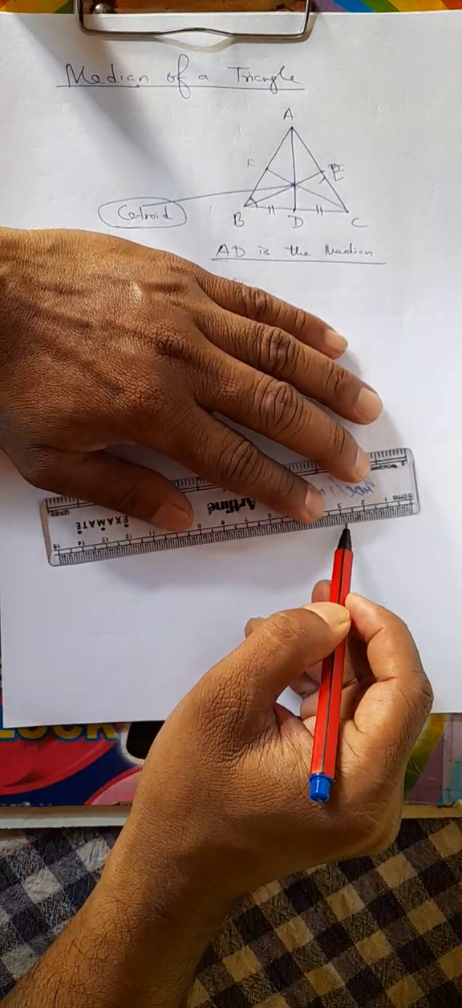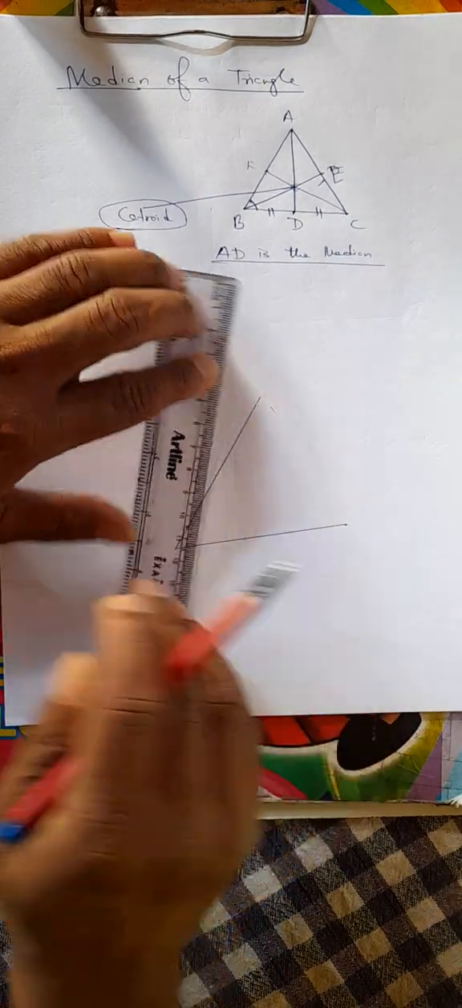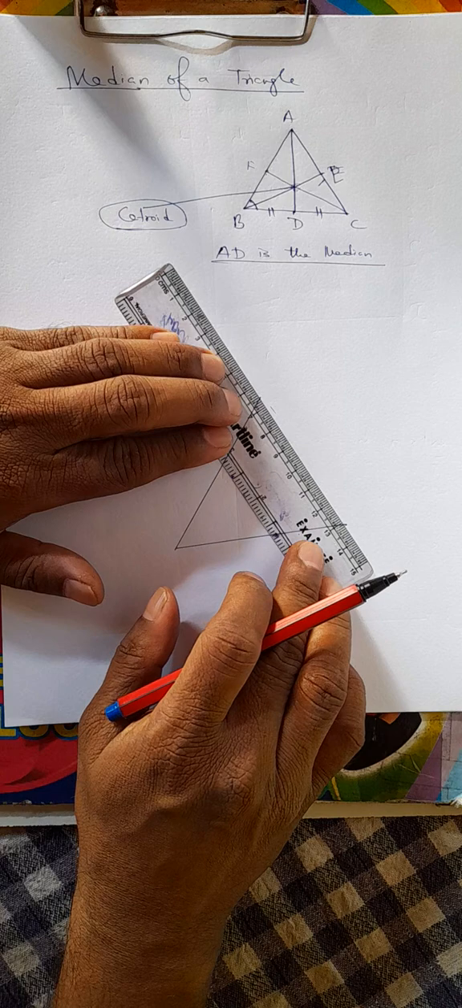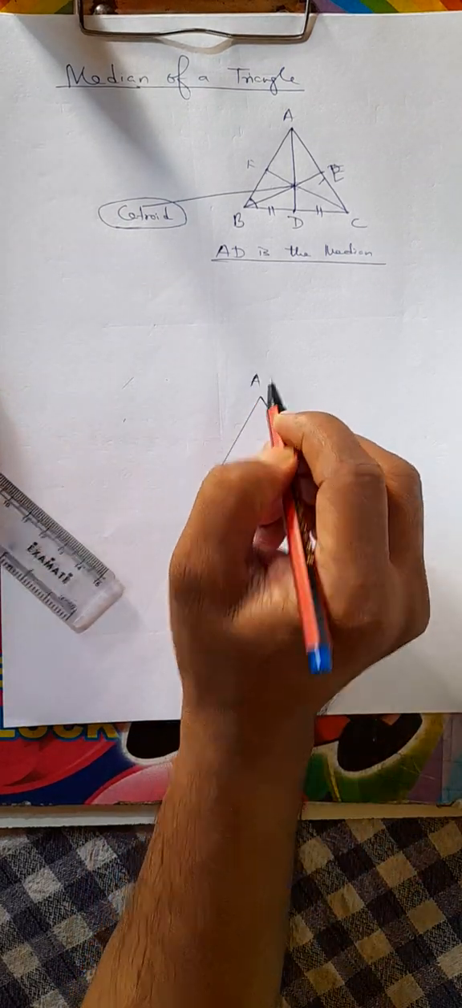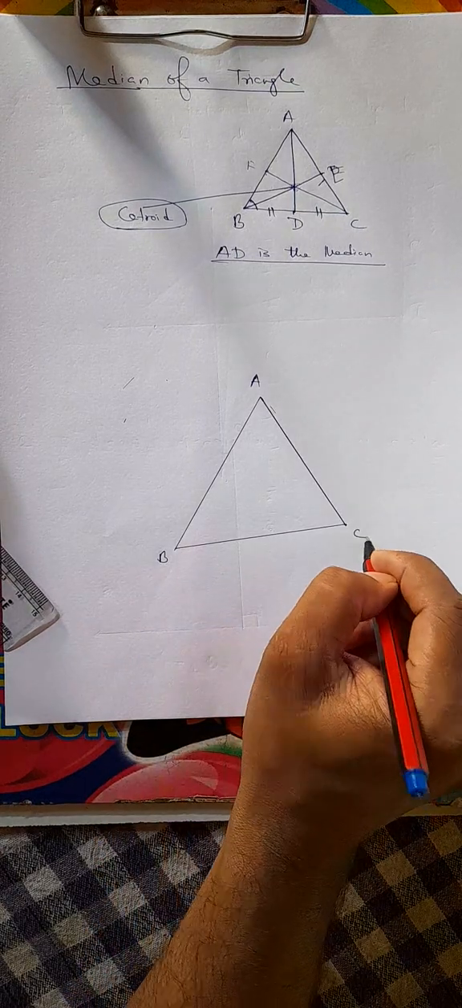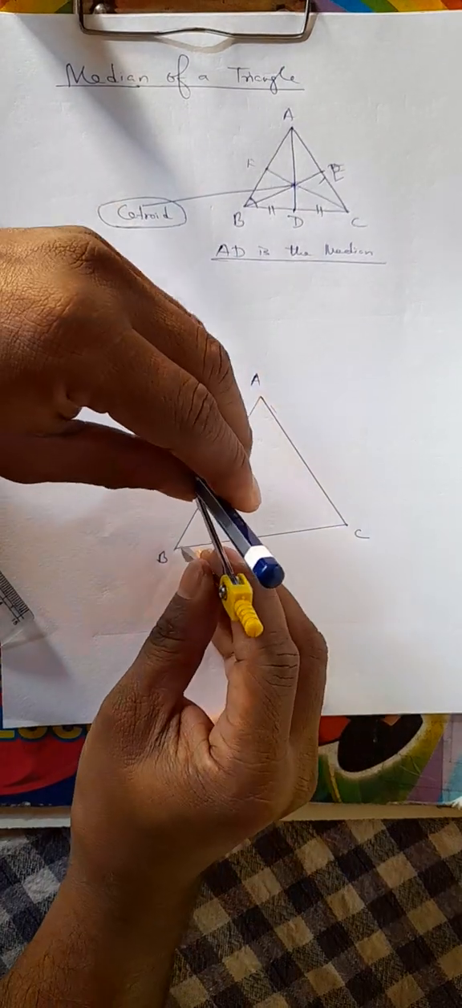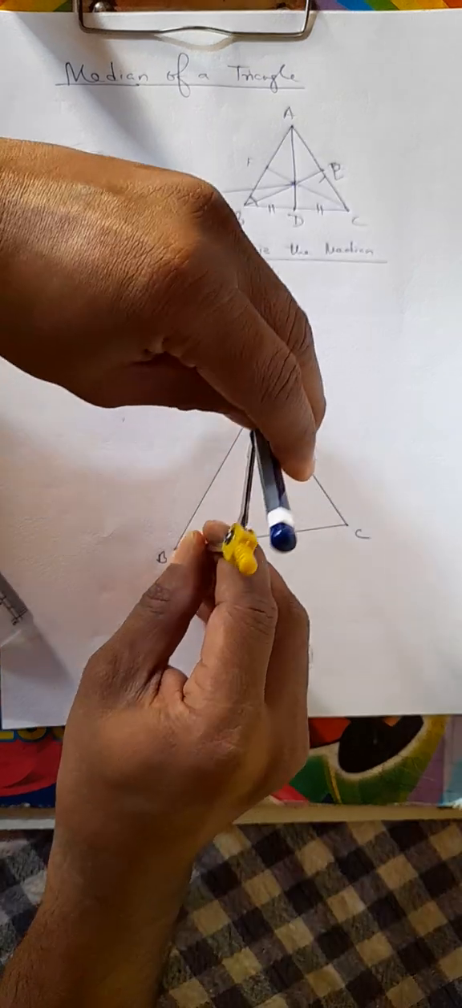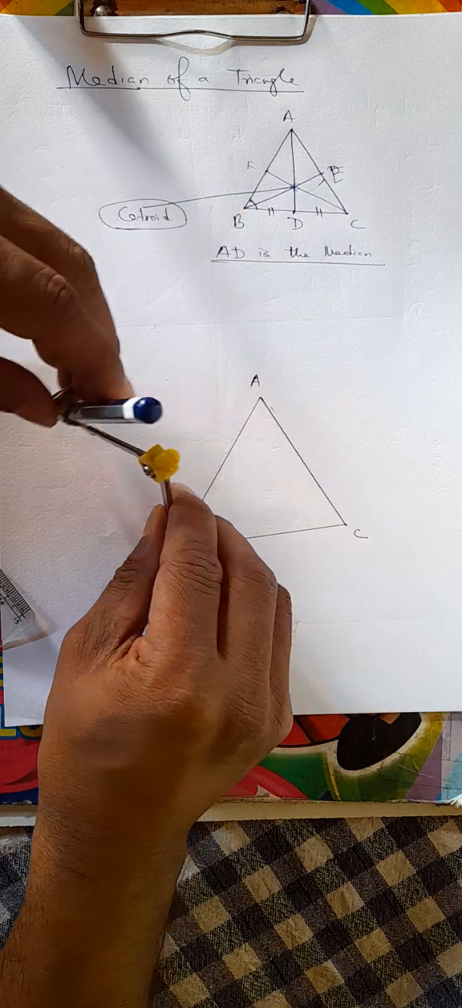Now let us try to find the centroid of the triangle using a compass. So first draw a triangle here. This is suppose ABC. Now let us try to find the middle point of AB. That means we will bisect this line segment AB into two equal parts. So let us find the middle point of AB.